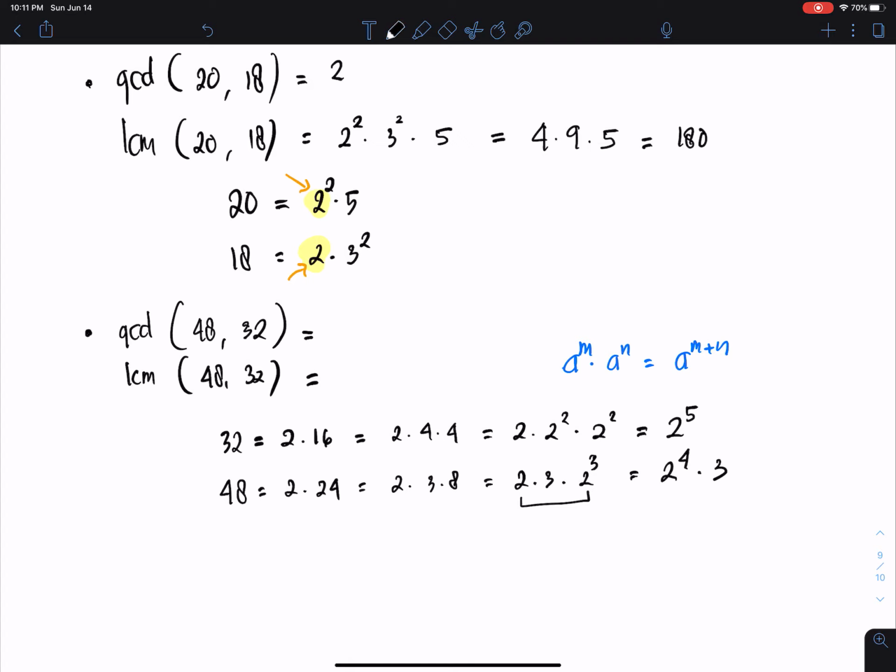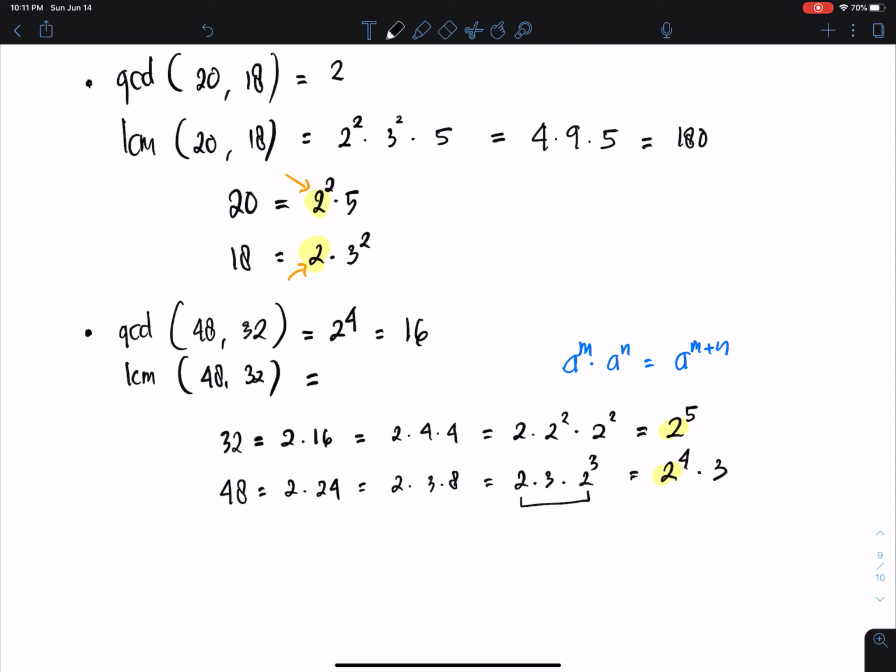Now for GCD, remember, only the common prime factorization with the lowest power. So in this case we got 2, and the lowest power is 4, so GCD will be 2 to the power of 4, which is 16.